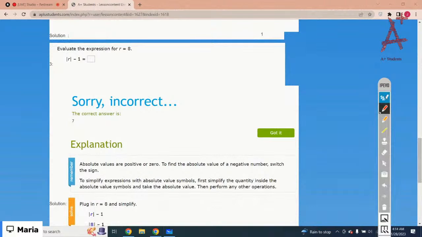The next one is evaluate the expression for r equals 8. So you have the absolute value of r minus 1. It is already positive. The absolute value of 8 is 8, and 8 minus 1 equals 7. Got it?